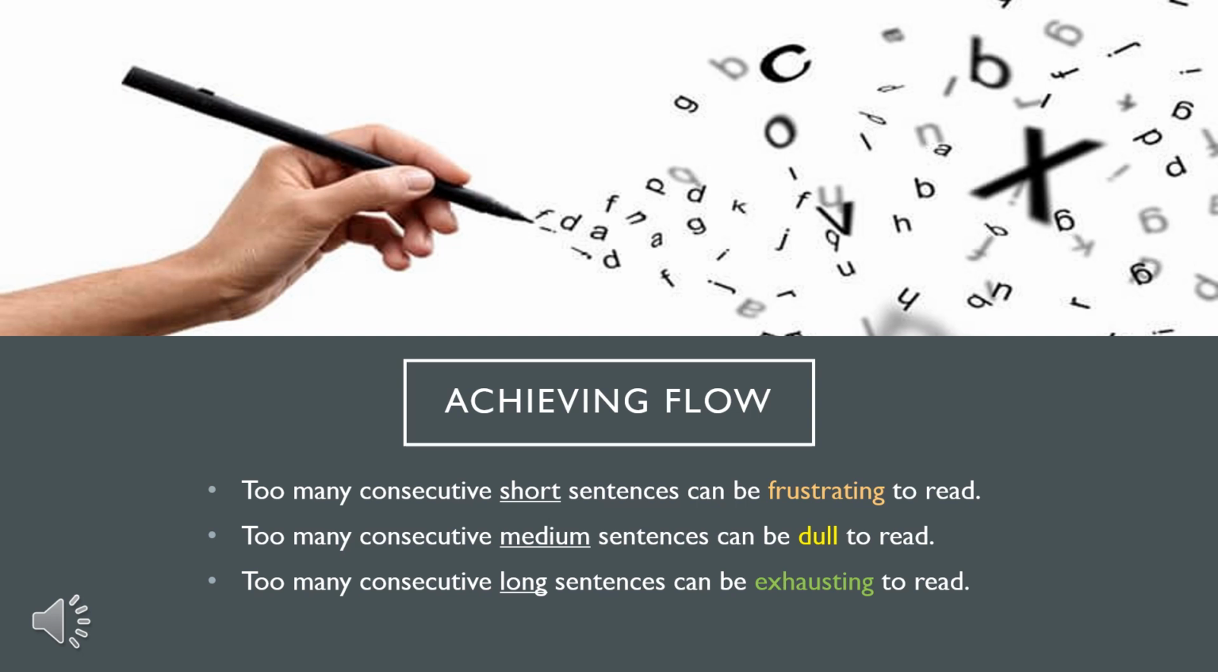For instance, too many consecutive short sentences can be quite frustrating to read. Too many consecutive medium-length sentences can be quite dull when reading. And too many consecutive long sentences can be absolutely exhausting to your reader. If you mix it up and vary the length from one sentence to the next, a rhythm is created, and your reader stays engaged with your ideas. Let's look at an example of how sentence variation can change the reader's experience of a text.